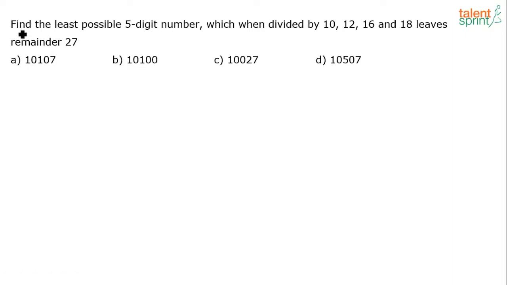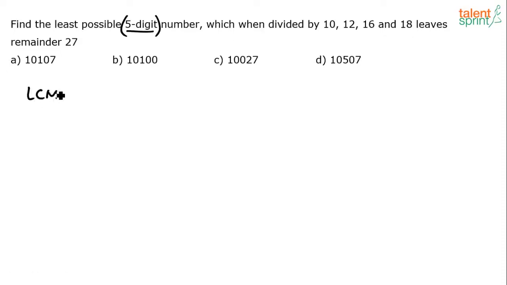Time is up. Let's look at the solution now. So here it says find the least possible 5-digit number which when divided by 10, 12, 16 and 18 leaves remainder 27. I'm sure all of you know the method, right? The regular method is, forget about the least possible 5-digit number for some time. Find out the least possible number which when divided by 10, 12, 16 and 18, instead of remainder 27, let's say the remainder is 0.